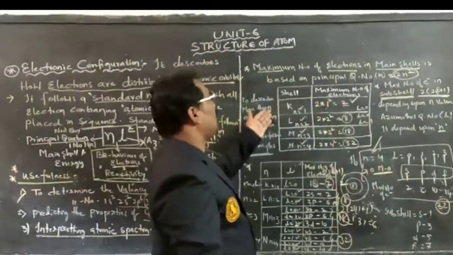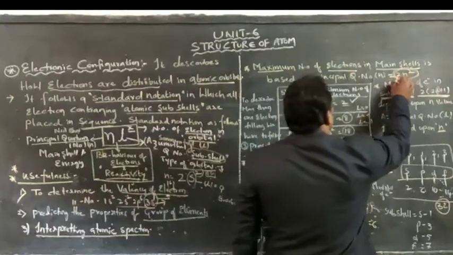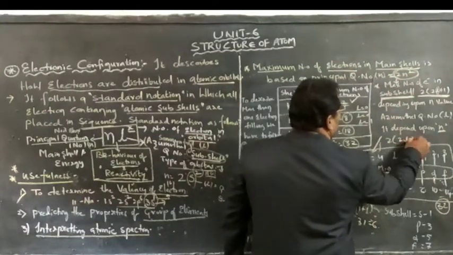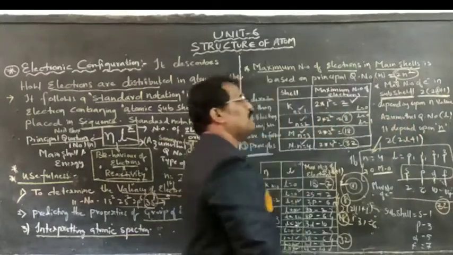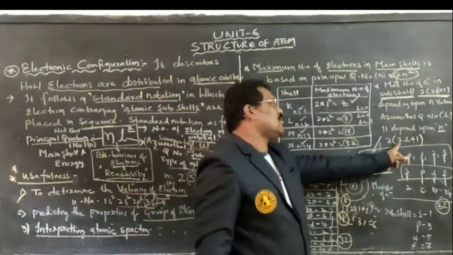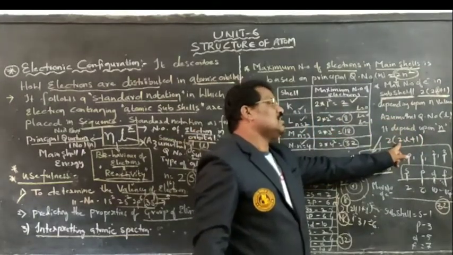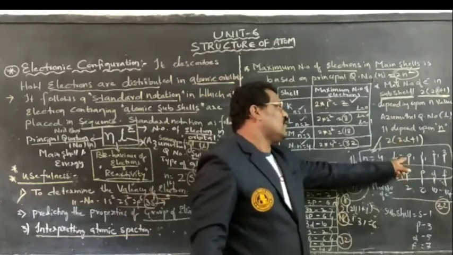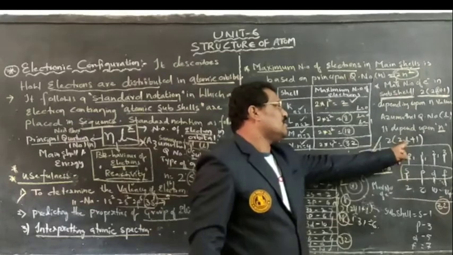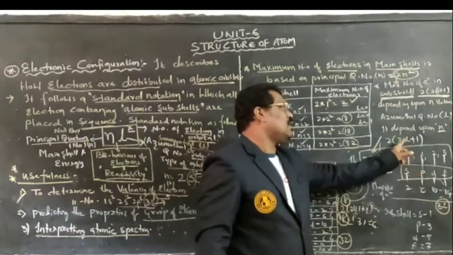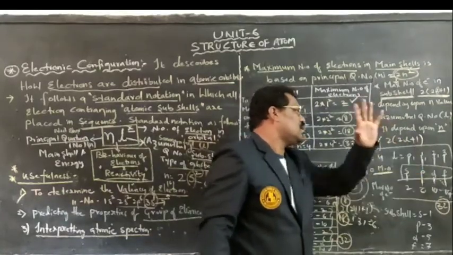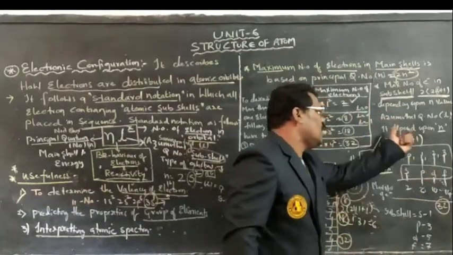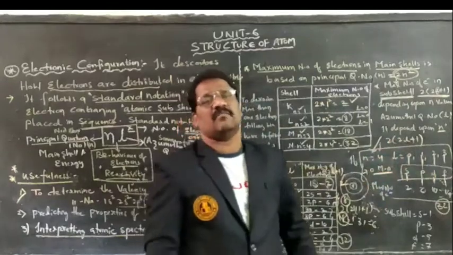Main shells accommodate electrons based upon the formula 2n square. Subshells accommodate electrons based upon 2 into (2l plus 1). By using this formula, electrons are accommodated in subshells. l is equal to 0 means s orbital. l is equal to 1 means p orbital. l is equal to 2 means d orbital. l is equal to 3 means f orbital. Therefore, depending upon the orbital and its l value, electron accommodation takes place.